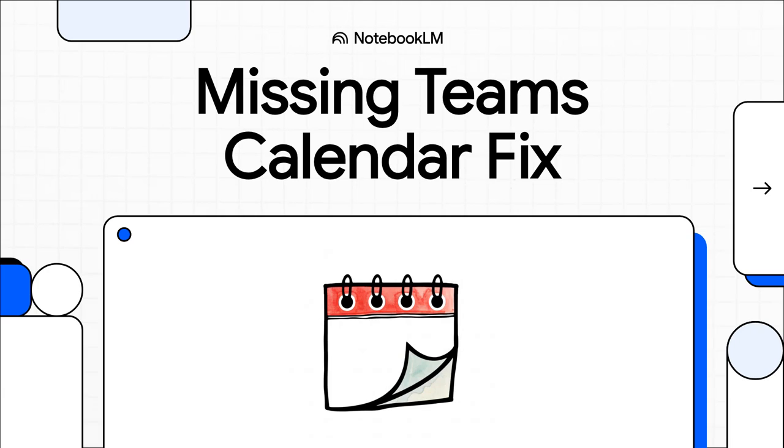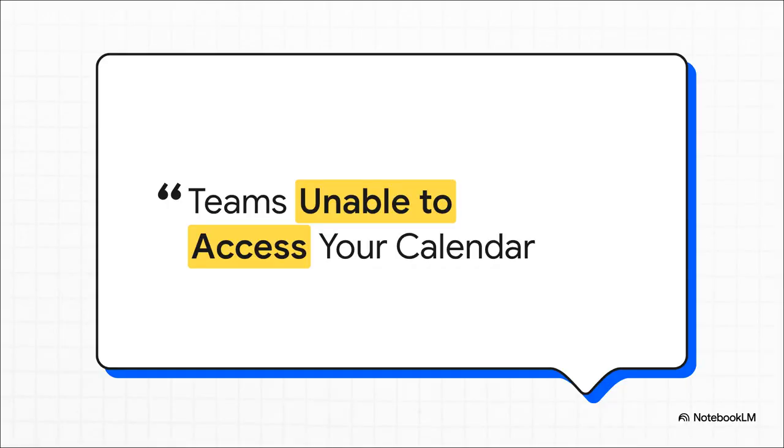All right, let's get right into it. Have you ever kicked off your workday, opened up Microsoft Teams, and poof, your calendar is just gone? If that sounds familiar, then you're in the right place. We're about to solve one of the most common and, let's be honest, one of the most frustrating glitches in Teams. You see this message right here?